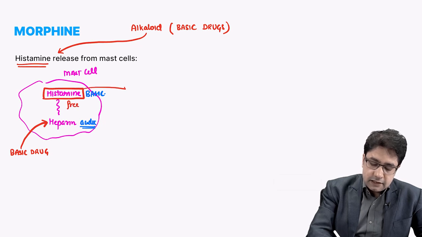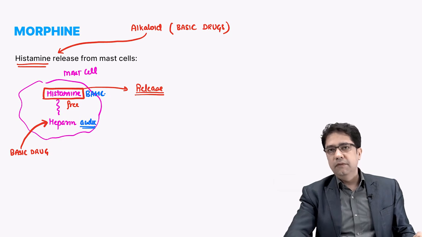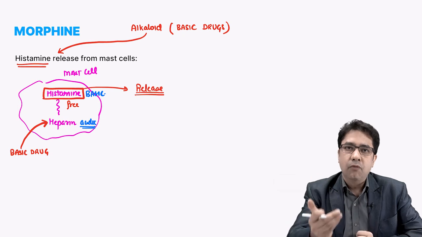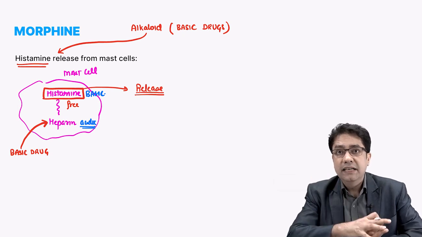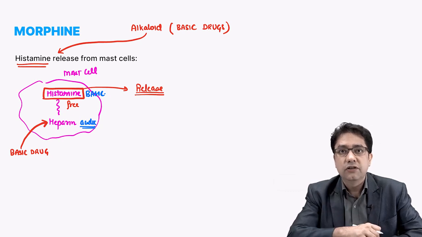And this histamine is released from the mast cell. So all basic drugs can cause release of histamine from the mast cell, which we have discussed in the heparin section, like morphine and vancomycin. Vancomycin causes histamine release, which leads to red man syndrome.